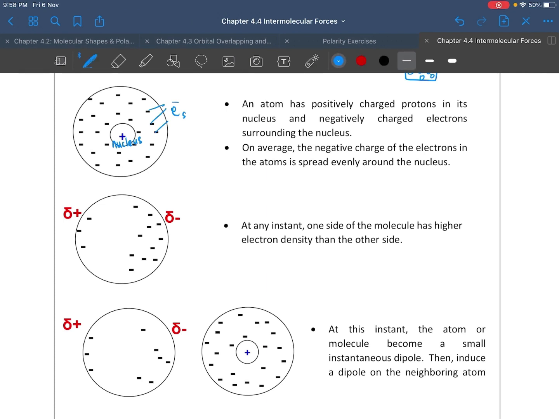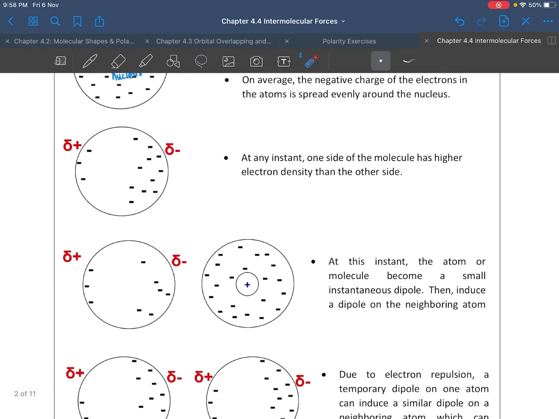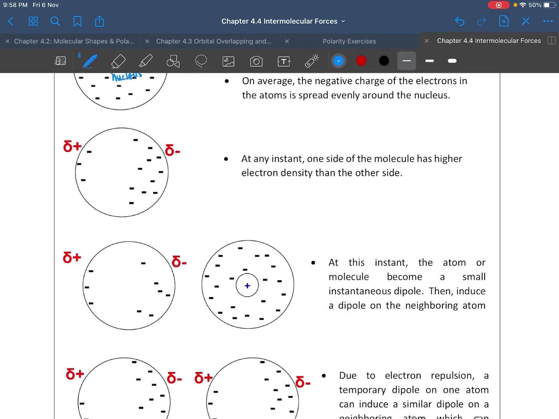Okay. So, kita sambung lagi baca bawah. Dia kata, at this instant, the atoms or molecule become a small instantaneous dipole. Okay, so maksudnya inilah. Ini, this one, you can label this one as instantaneous dipole. Ataupun kadang-kadang kita guna perkataan temporary dipole. Okay, so pergerakan elektron tadi tak sekata. Area ni kaya elektron, so dia jadi partially negative, partially positive. So ini molekul ni sekarang ada instantaneous dipole or temporary dipole.